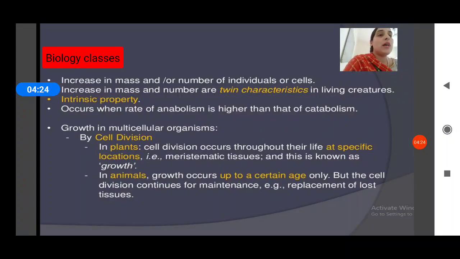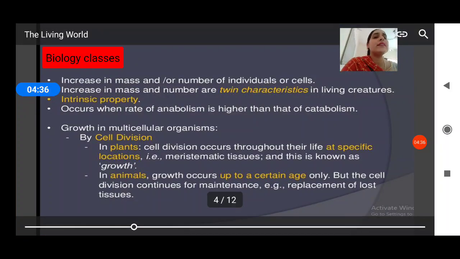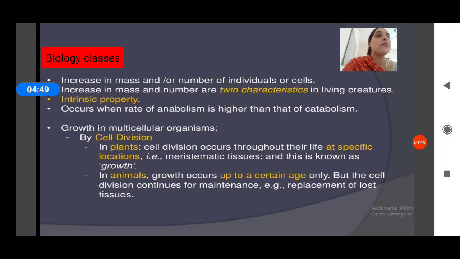Now, plants show unlimited growth, which means they grow continuously throughout their lifespan, and it occurs only in plants, so cell division occurs throughout their life at specific locations. Specific locations, you have studied in 9th class: apical meristem, lateral meristem and intercalary meristem. And what are meristematic tissues? They have cells which have totipotency. They have the ability for division.